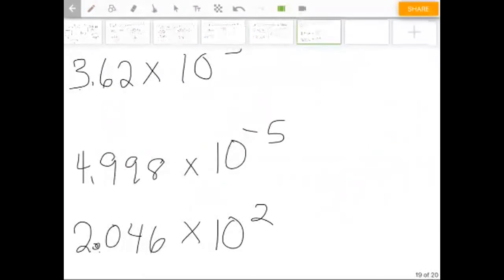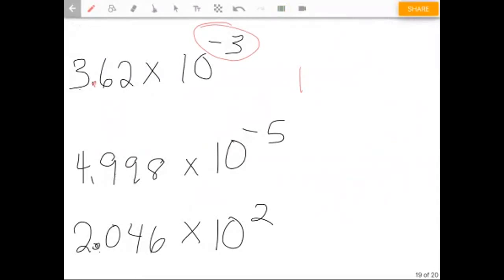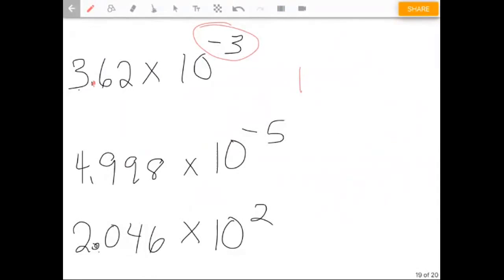All right, now on this one, notice now we have a negative exponent. So we're going to take where the decimal is and move it back 3. And I'm going to move this over a little. So here's our decimal. We're going to go back 1, 2, 3. And where there's nothing, we're going to fill it in with zeros. So it'd be 0.00362. So remember, if it's a positive exponent, you're going to get a bigger number. If it's a negative exponent, it's a tiny number.